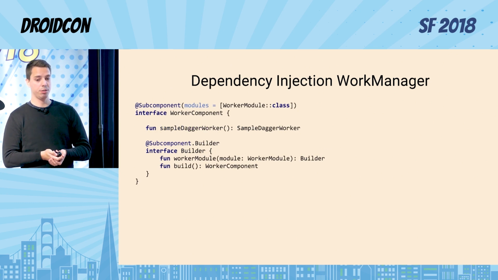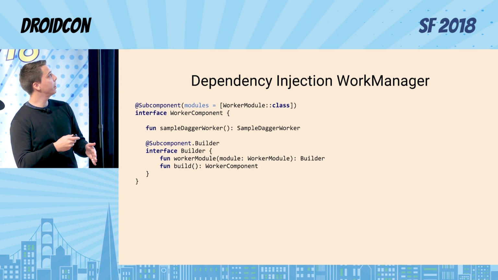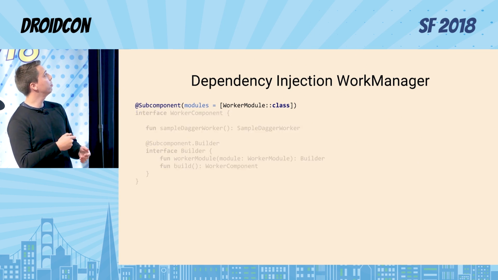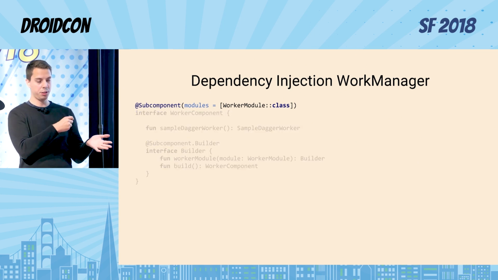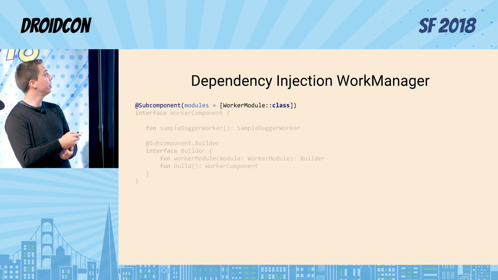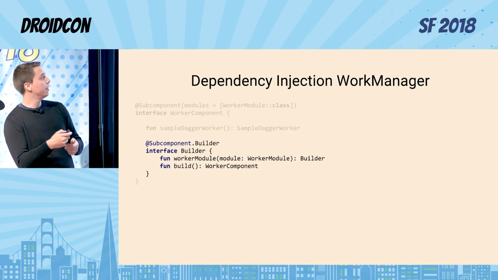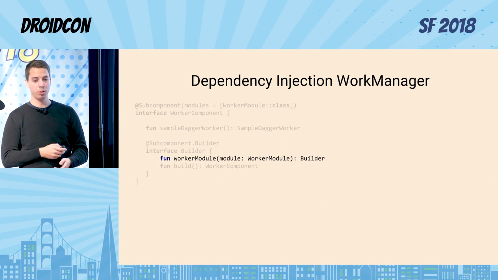Then you can create your component. This looks a little bit scary, but it's really straightforward. It's a subcomponent. I use my module that I've just shown you before here so that Dagger knows, hey, I get the worker parameters from there. Then I create a builder object. Dagger doesn't know how to create a worker module, so I manually need to pass this in. And then I'm done with the module.